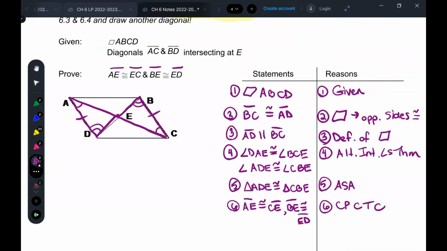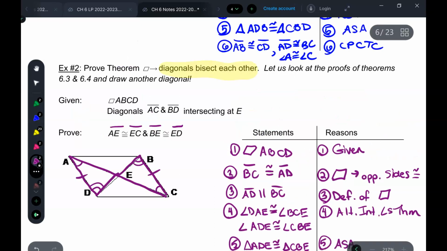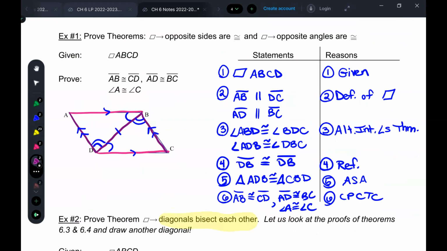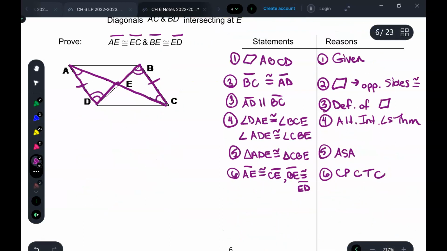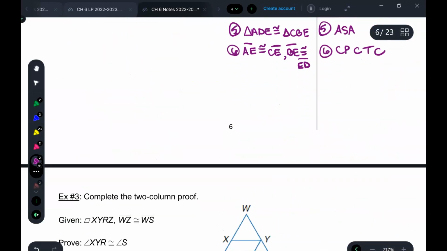Going back to the first step. For the first step, number 2, how do I know that BC is congruent to AD? Because we just proved that theorem above. It's not a regular polygon, it's a parallelogram.